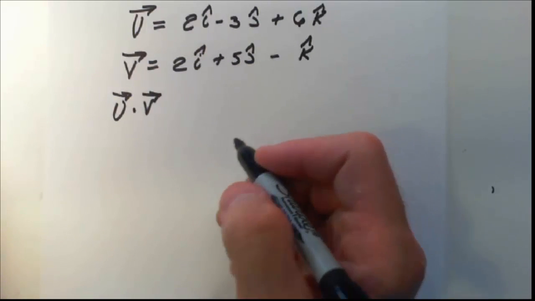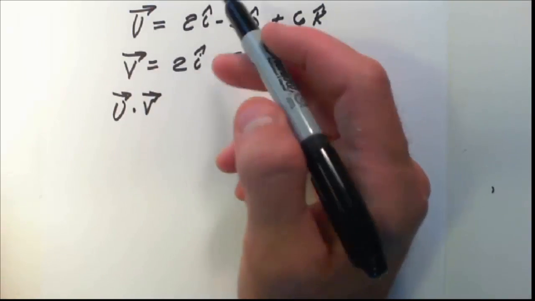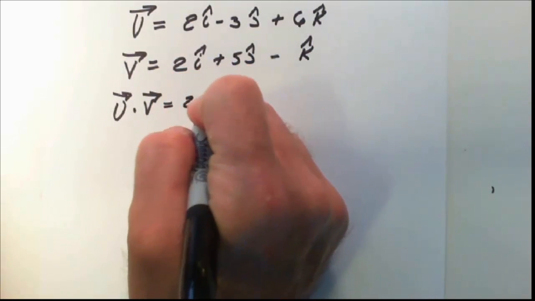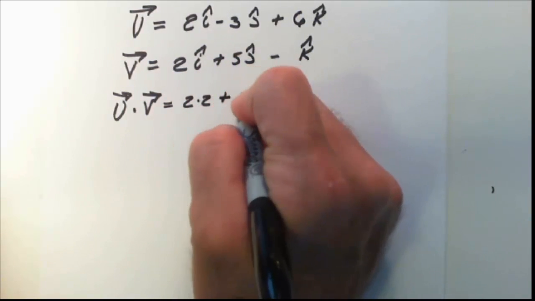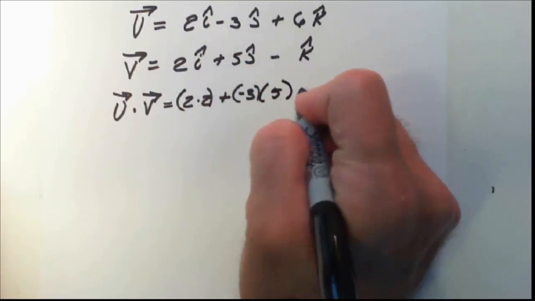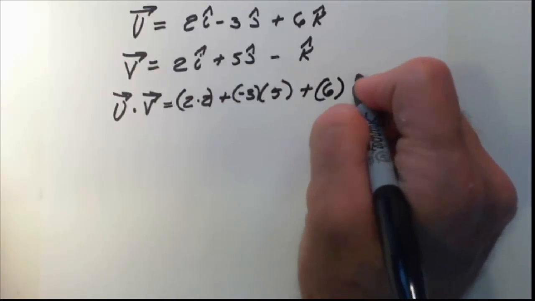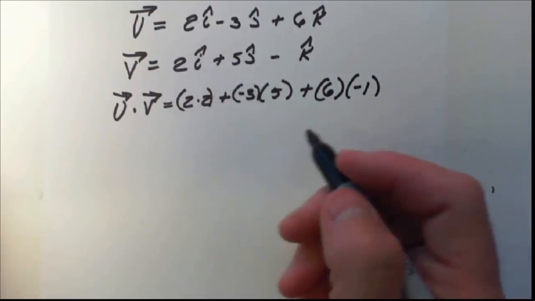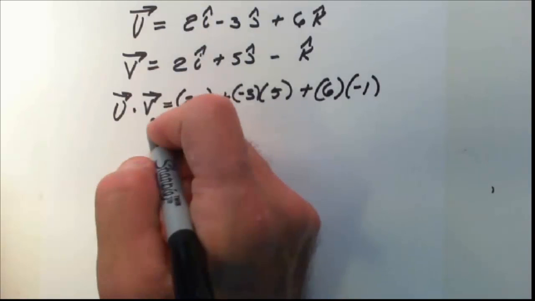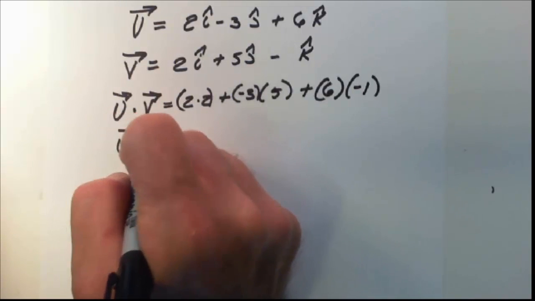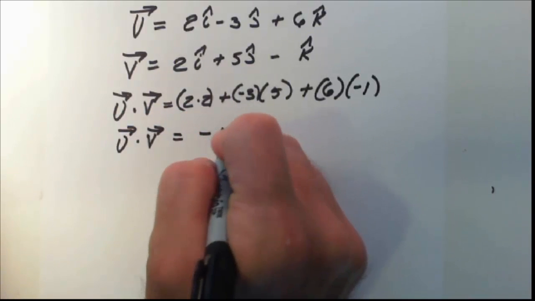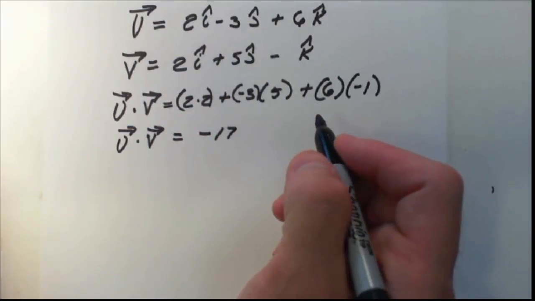So what we're going to do in this case is multiply the coefficients of the i's. That's going to give me 2 times 2. And now you're going to add negative 3 times 5, and I'll put these in parentheses, plus 6 times negative 1. When we do that, that's going to give me 4 here, negative 15 here, and negative 6. So we add those up, and we'll find that the dot product of u dot v is going to equal negative 17. And again, this is a scalar quantity.